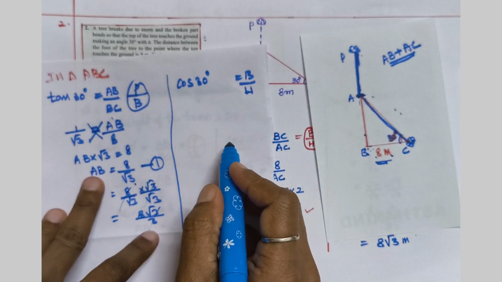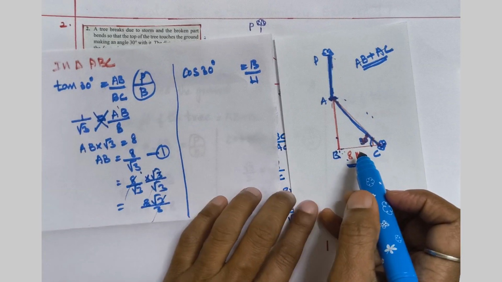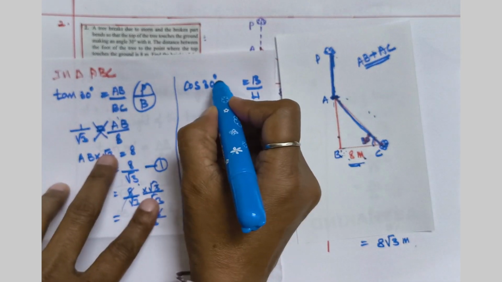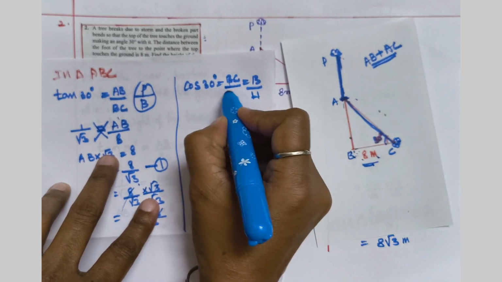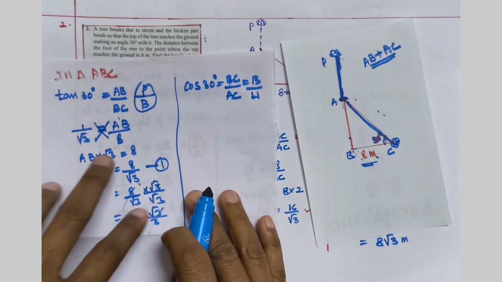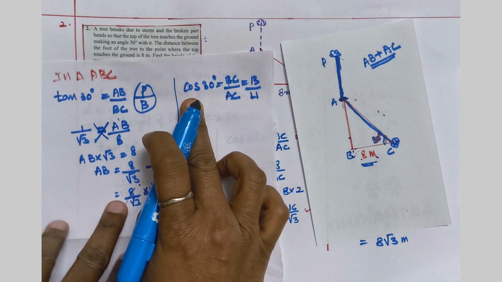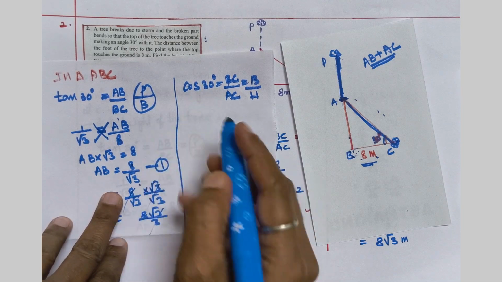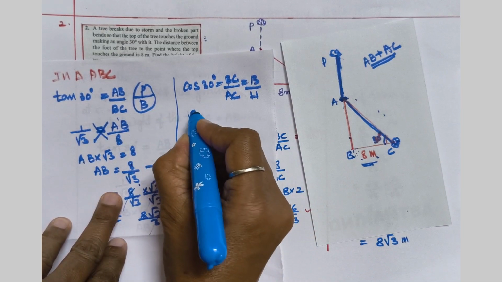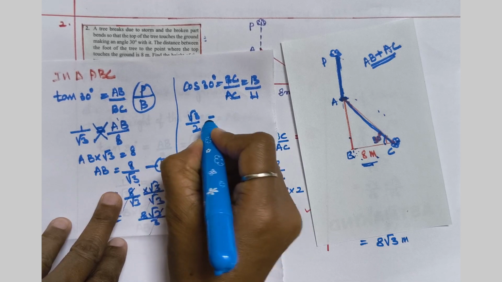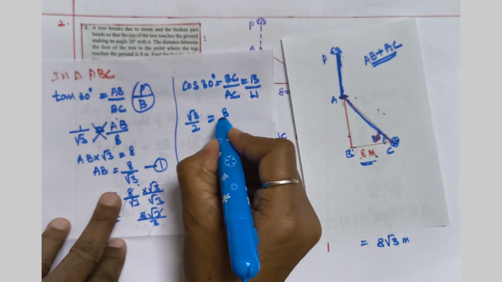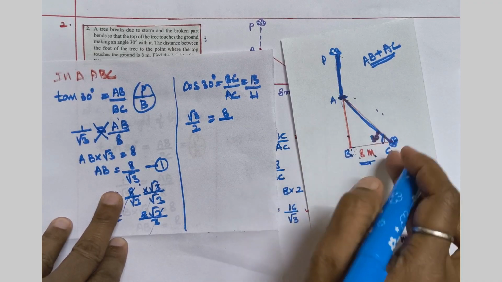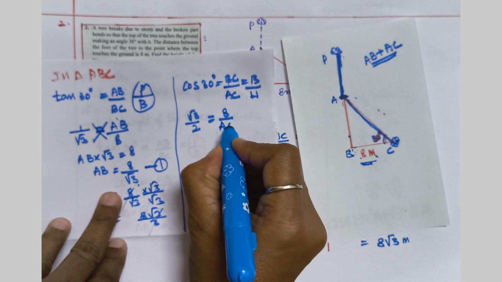Okay, base by hypotenuse. What is the base? BC is the base. What is the hypotenuse? AC is the hypotenuse. Next, cos 30. What is the cos 30 value? Root 3 by 2 is equal to the BC value, how much? 8 is the BC value, divided by AC, which we don't know. Write AC as it is.